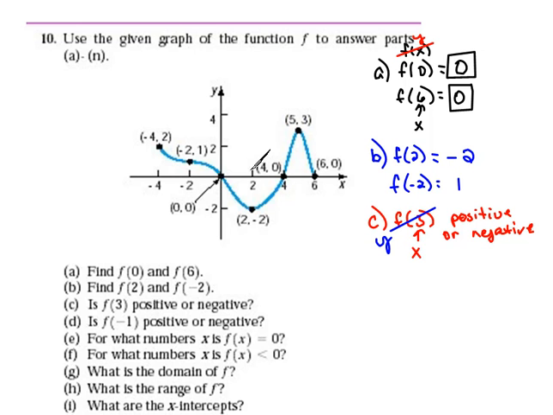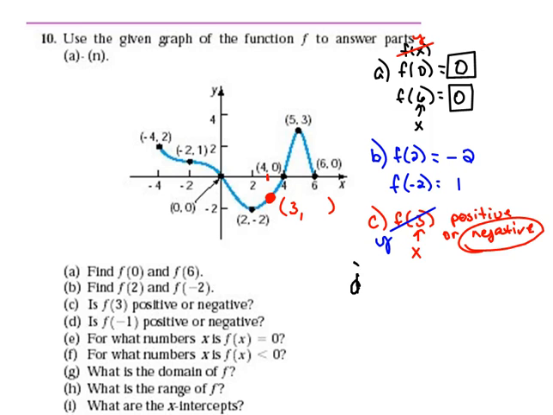As we go over here on our graph, x is 3 would be right in between the 2 and the 4. So the point on the graph that corresponds with that would be this point right here. That would be the point 3 comma something. We don't know exactly what that y value is, but we do know whether it's positive or negative. In this case, that number would be negative.